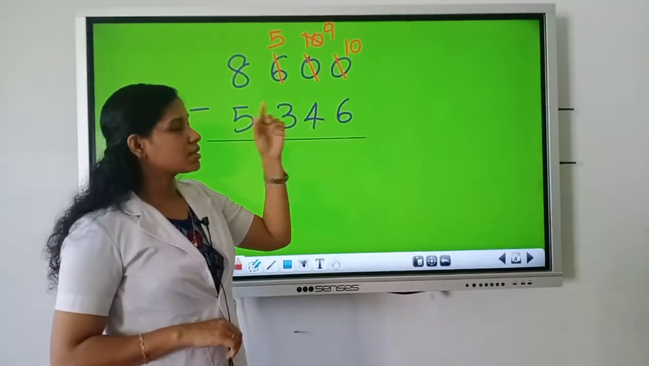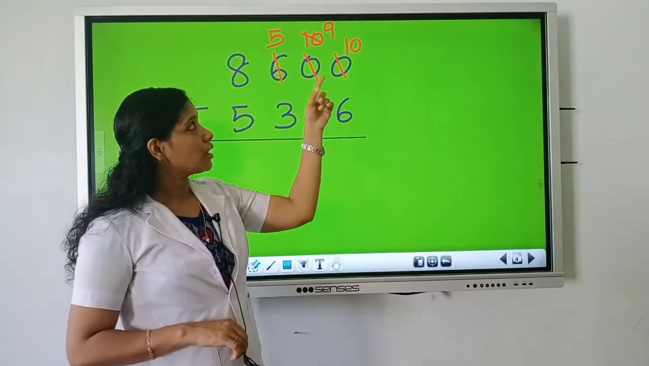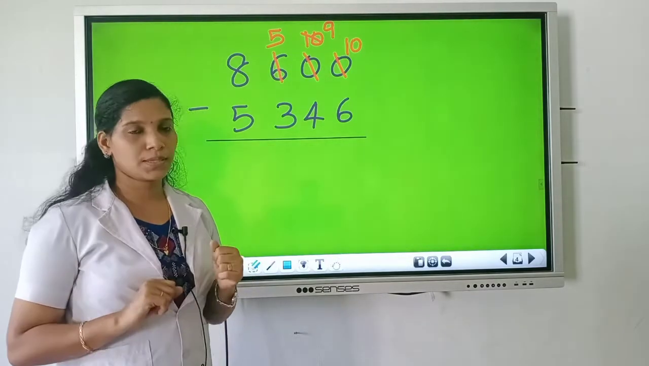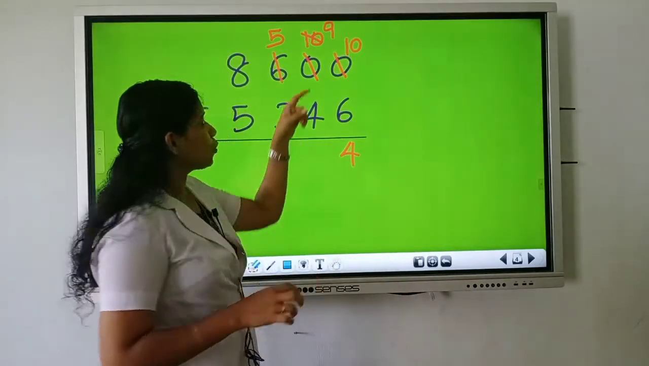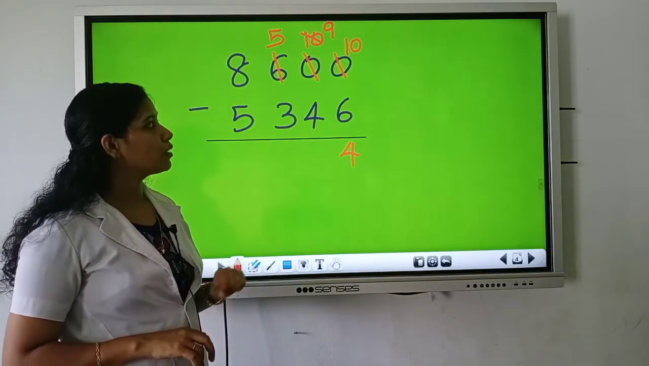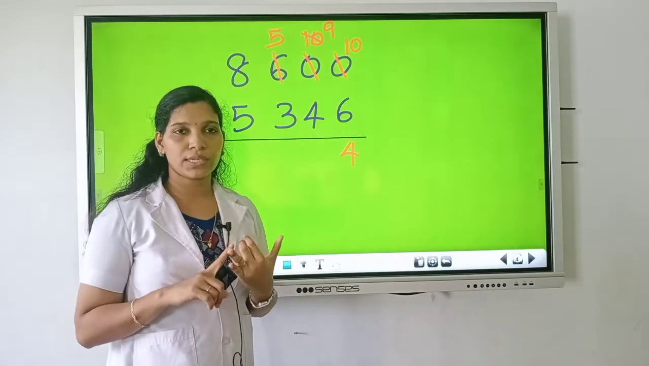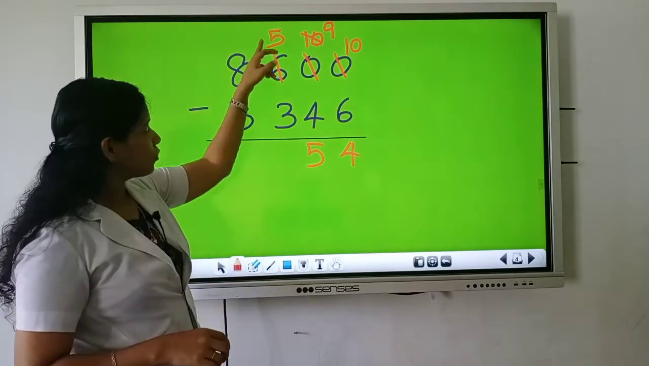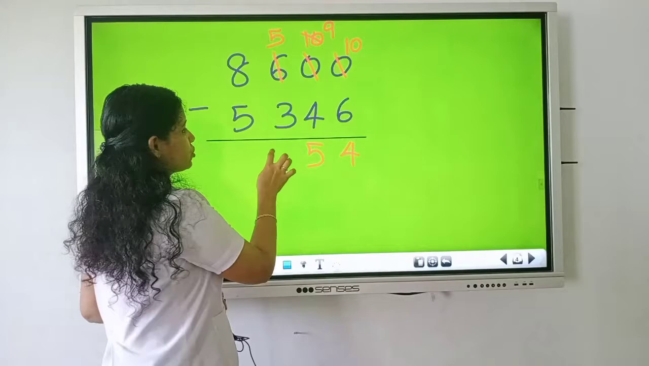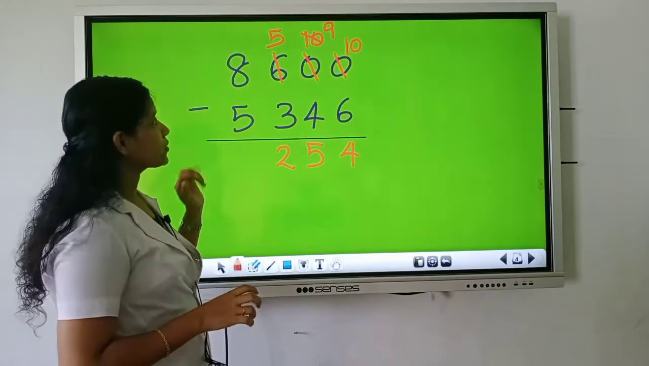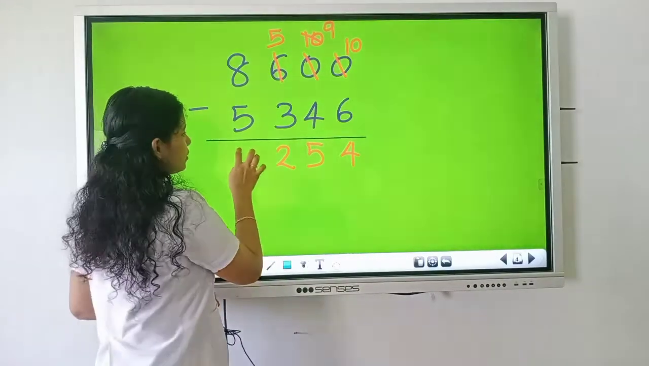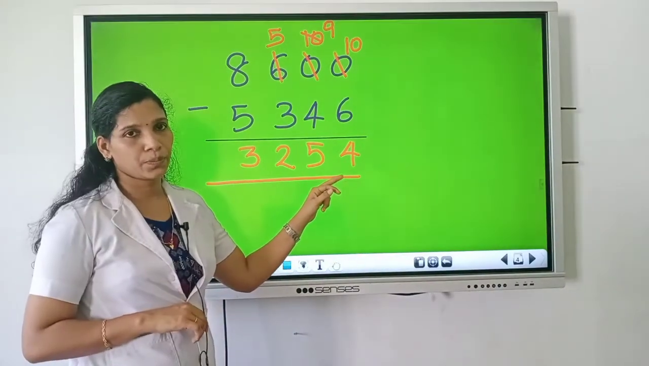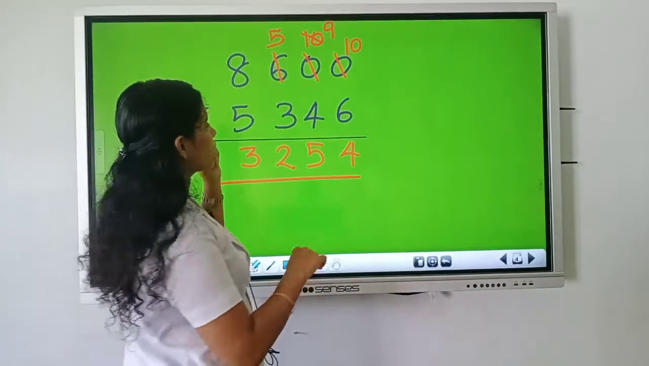So now 10 minus 6. So 6, how many numbers we have to add? 7, 8, 9, 10. 4 numbers. Now what is 9 minus 4? To 4 again you add 5, 6, 7, 8, 9. 5. 5 minus 3? It's 2. Now what is 8 minus 5? This has become 3. So your answer is 3254.